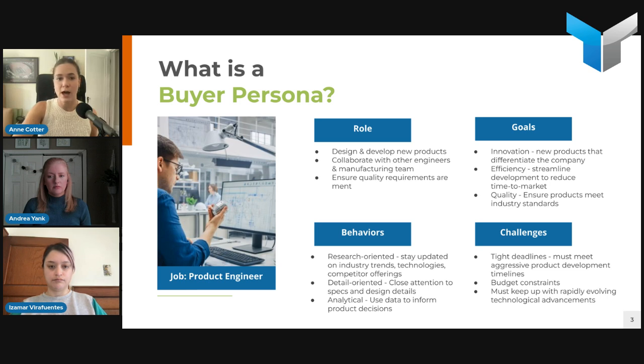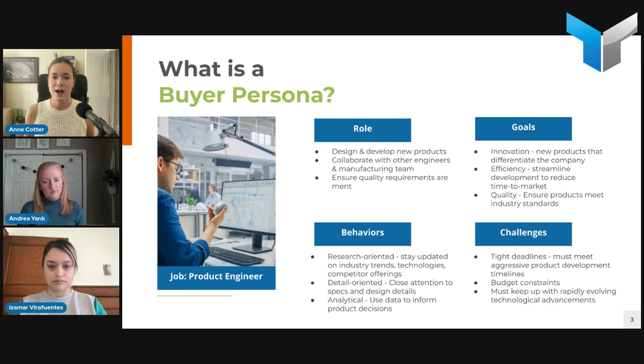And then lastly, we have challenges. So this is pretty straightforward, but the way I think of it is kind of what keeps them up at night. What are they most concerned about? What are their biggest pain points, if you will? So in this example, tight deadlines might be a big pain point or challenge, budget constraints, and keeping up with just rapidly evolving technical advancements.